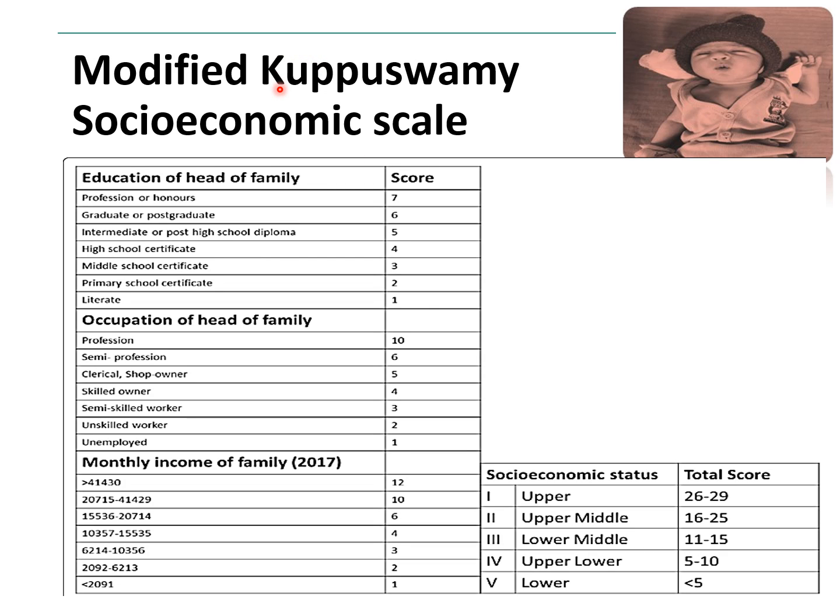Then we have to calculate the SES by the modified Kuppuswamy socio-economic scale, in which we have to give the score according to the education, occupation, and monthly income of the family. So according to the score, we have to categorize either upper, middle, lower middle, upper lower, or lower. If a score is less than 5, we consider lower SES. If between 26 to 29, then upper SES.